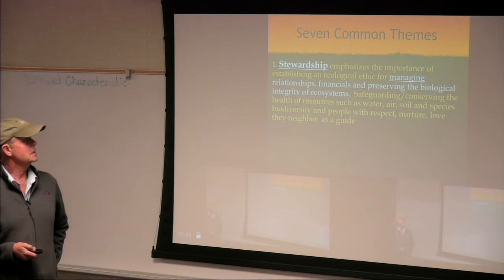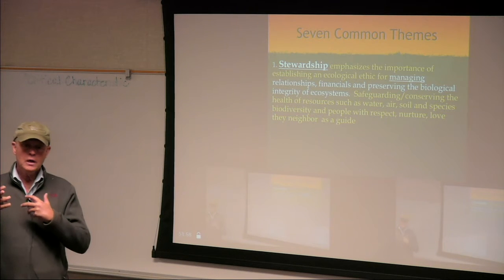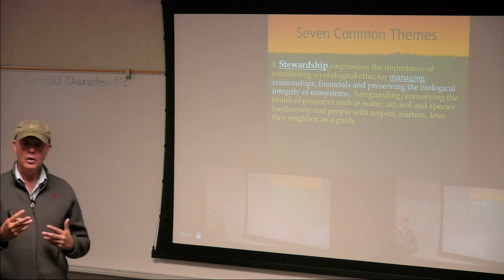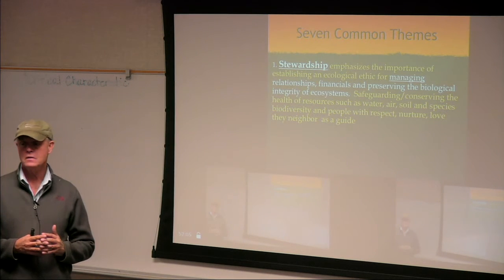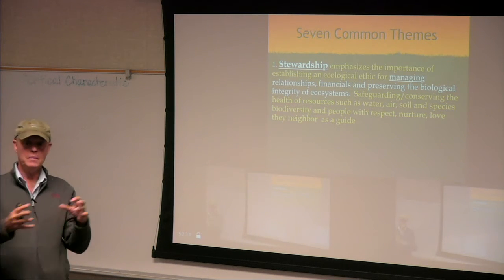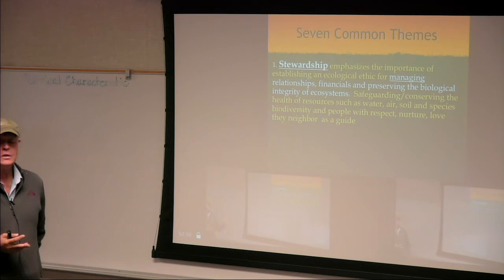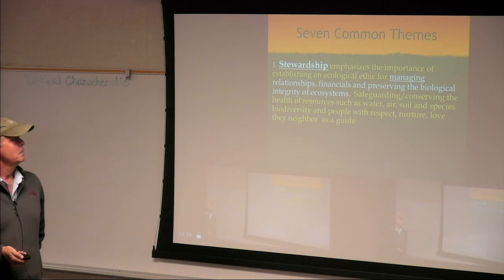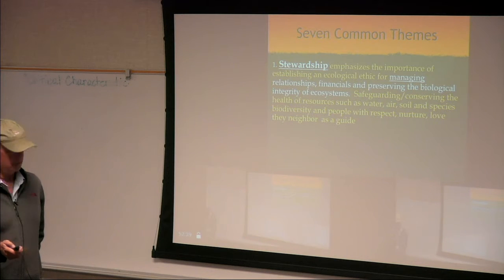Okay? So this is not in the book. This is a little bit different. But this book ends by looking at, if we're going to become a more sustainable society, what are some of the themes that these groups share, because they estimate there's at least 50,000 groups worldwide working on sustainability. Might be in the social sphere, might be in the economic sphere, might be in the environmental sphere, might be in all of them. But stewardship is one of the themes. All these folks talk about taking better care of what we are, managing things better. Okay? Managing relationships, financials, and preserving the biological integrity of ecosystems.